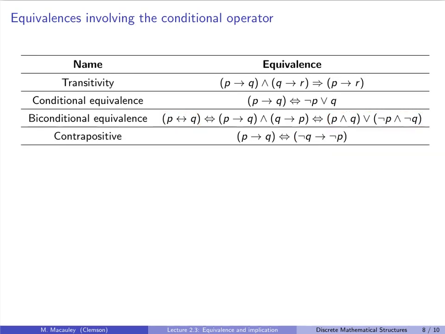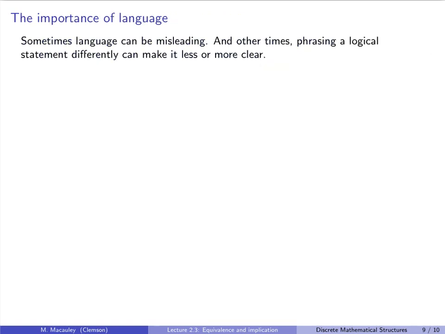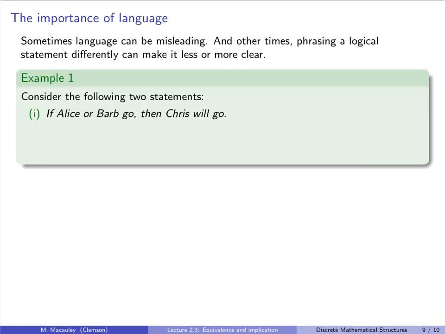Finally, the contrapositive we've seen, P implies Q is equivalent to not Q implies not P. At this point, I'm going to pause and stress the importance of language, because as you know, sometimes language can be misleading, and other times phrasing a logical statement slightly differently can make it less or more clear, or sometimes unintentionally change the meaning. Let me give you an example. Consider the following two statements. First, if Alice or Barb go, then Chris will go.